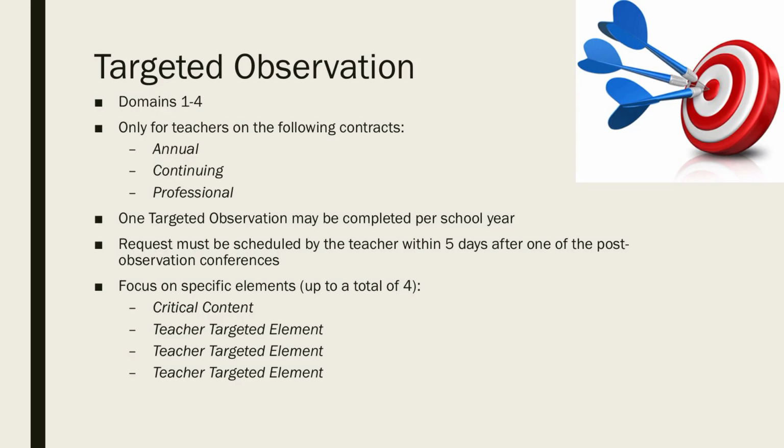of 3 formal observations. Targeted observations are a new type of observation because they are teacher requested and can include any element in Domains 1 through 4. Targeted observations are only for teachers on an annual, continuing, or professional contract. Only 1 targeted observation may be completed per school year. The request for a targeted observation must be scheduled by the teacher within 5 days after one of the post-observation conferences. A teacher can request up to 4 elements they would like to target during the observation. Identifying critical content from the standards is an element that is required to be marked during every observation. The other elements being targeted are the choice of the teacher.